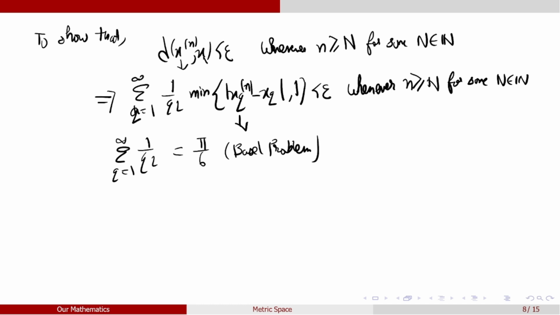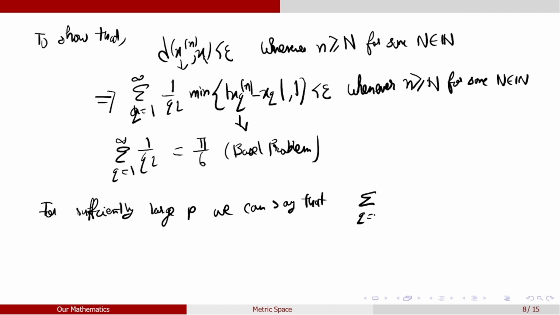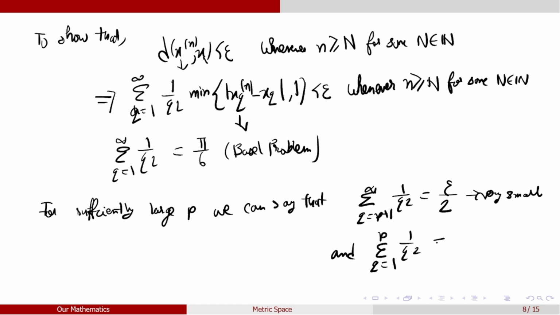Now we can take a very large p. For sufficiently large p, we can say beyond this p the summation would be less than epsilon by 2. That means beyond this p the summation will be very small. 1 by q square is a decreasing sequence, and everyone knows that the sum is equal to pi square by 6. That means beyond some point this is very small, less than epsilon by 2, and before that the summation is nothing but pi square by 6.